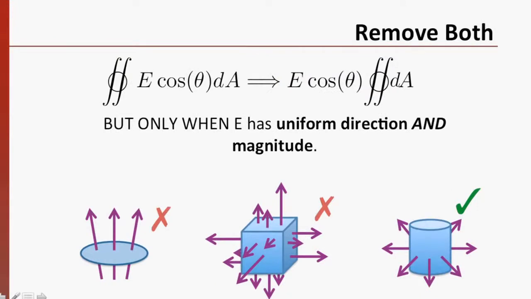If we want to move both the field and the cosine out of the integral, we need to fulfill both conditions. The left-hand and center examples only fill one condition each. The example on the right has both and would be ideal to use.